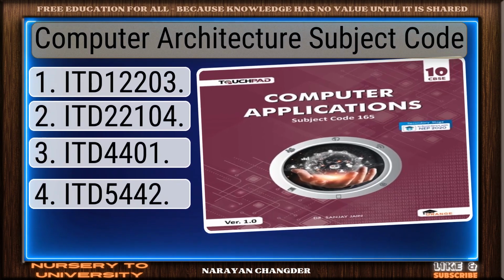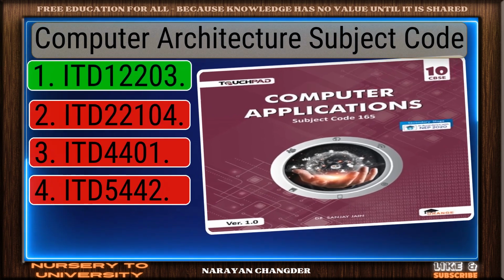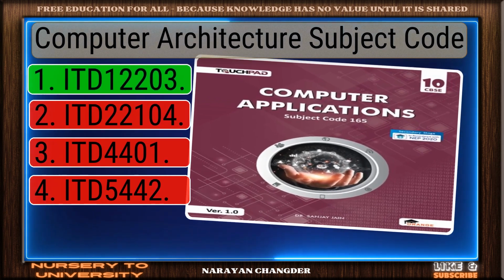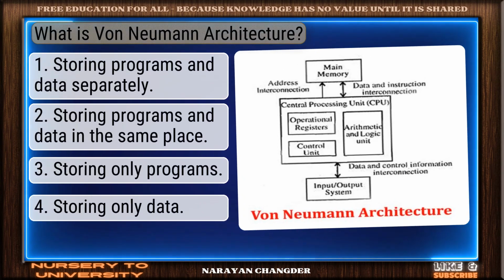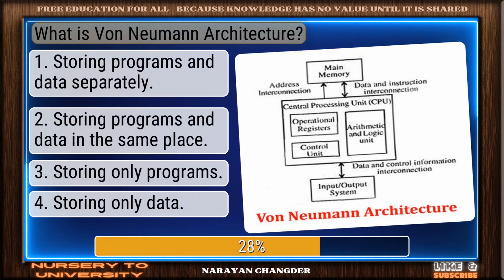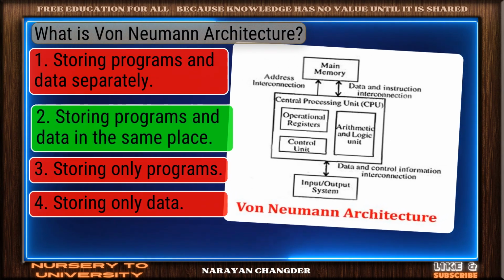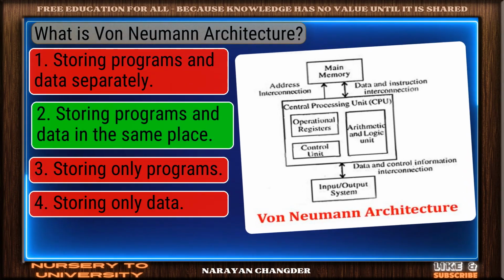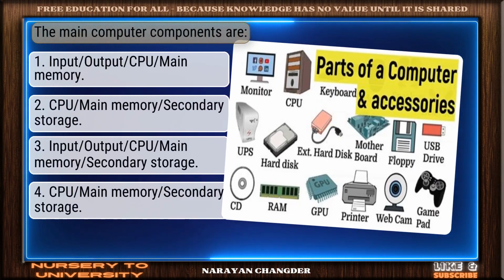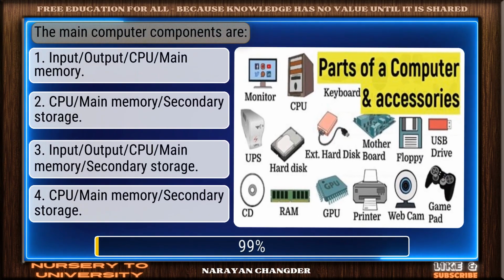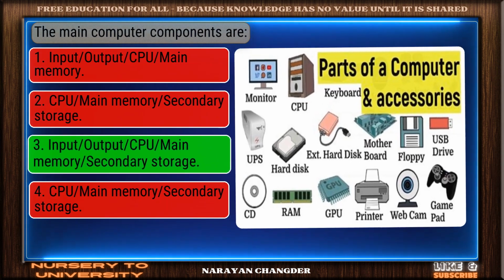Question number 58. Computer architecture subject code. Nice selection. ED1223 is the correct and valid answer. Question number 59. What is von Neumann architecture? Right again. Storing programs and data in the same place is a valid answer. Question number 60. The main computer components are? You got it. Your choice, input-output, CPU, main memory, secondary storage, is right.